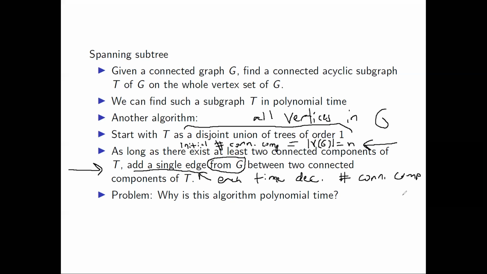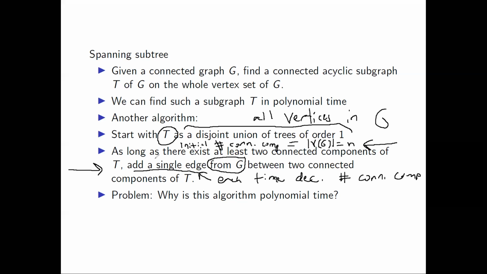So each time we add these edges between different connected components, our set of connected components remains a disjoint union of trees, and we lose a connected component each time. So our number of connected components goes down each time. So we know this algorithm terminates, and it terminates with a tree. And that tree has all the vertices in our graph G because at all steps, this graph T always had all the vertices of G. But I'll leave this problem to you.